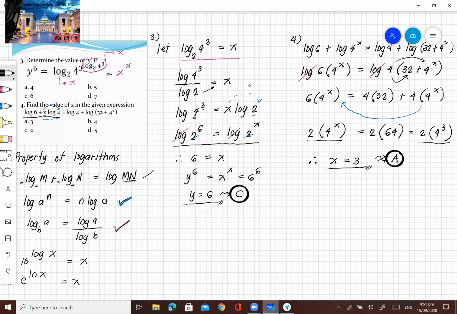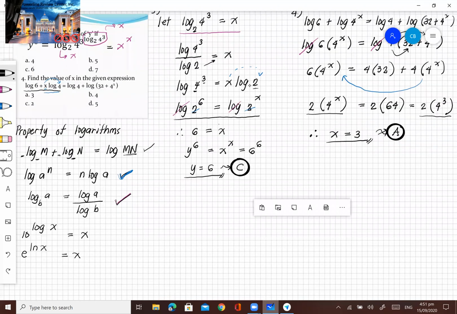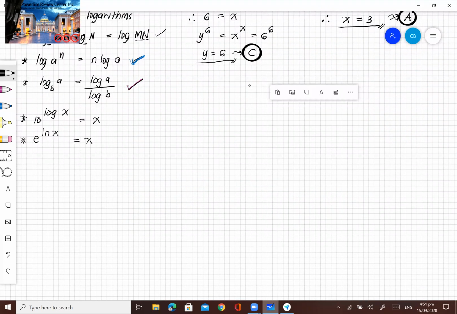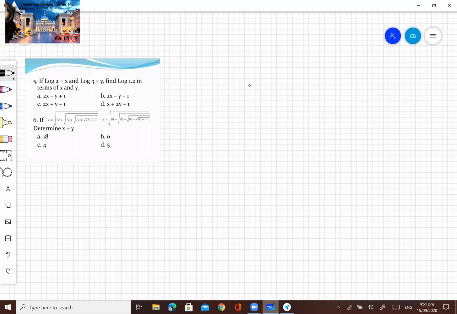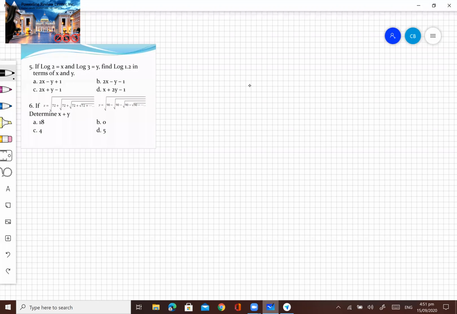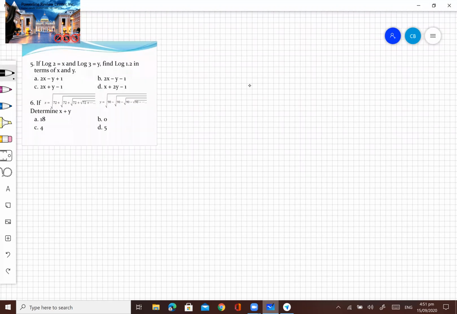Any questions regarding the logarithms? Maybe you want to clarify something. We are clear, so no further questions or violent reaction. I can now move on. Okay, number 5, that is also a logarithm.